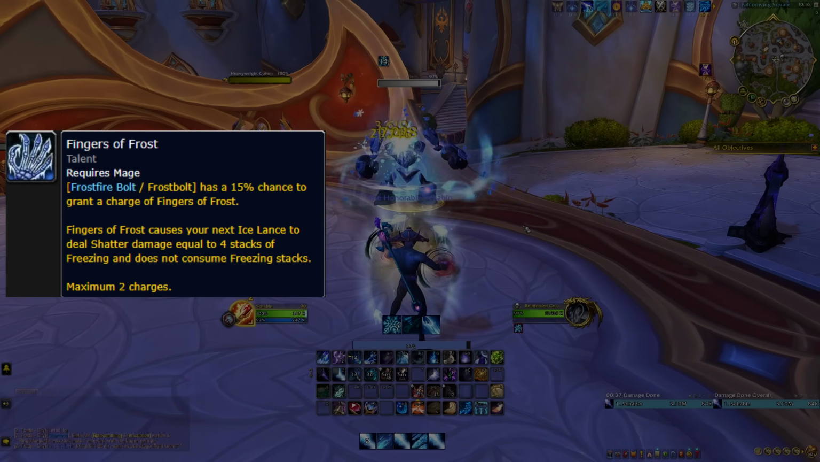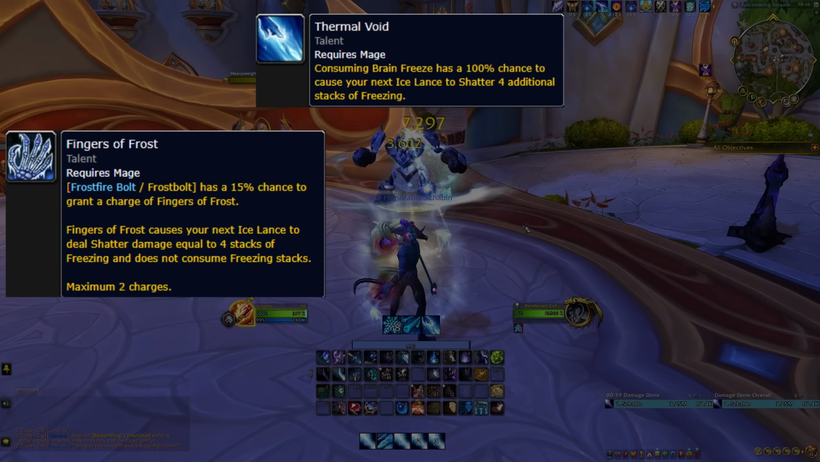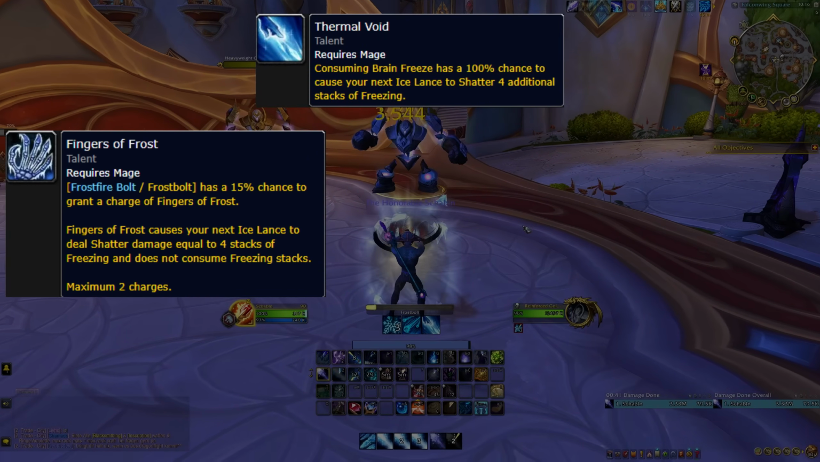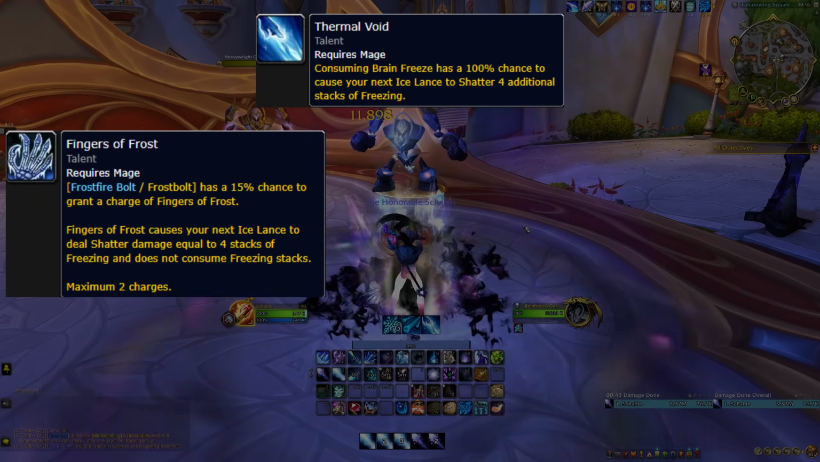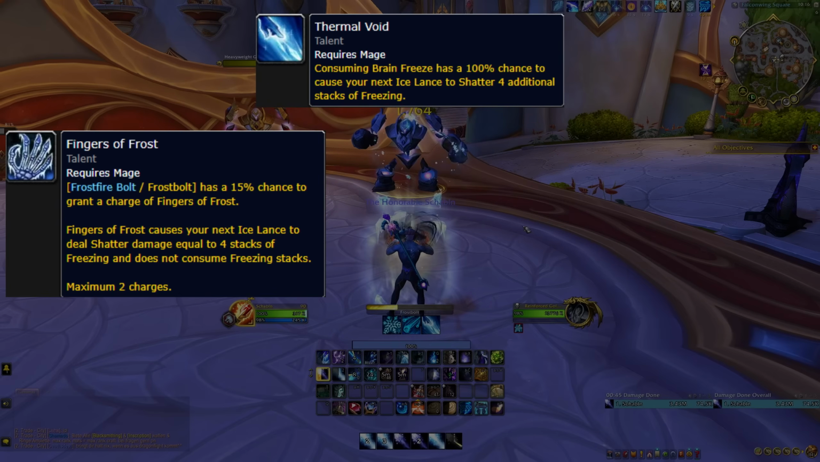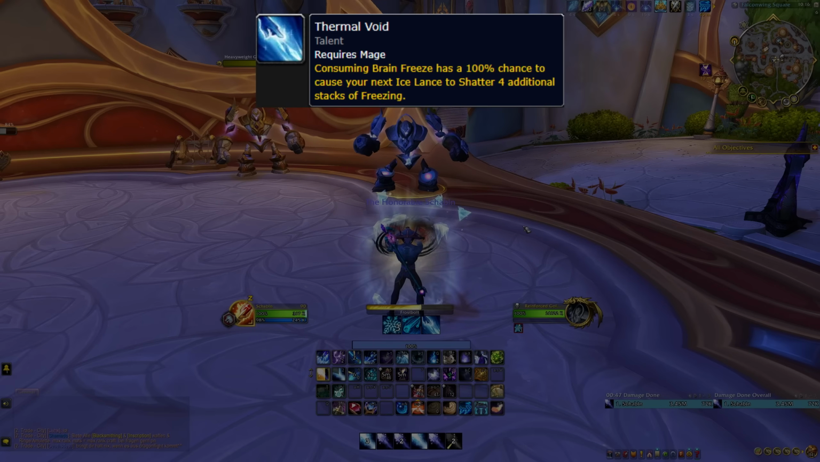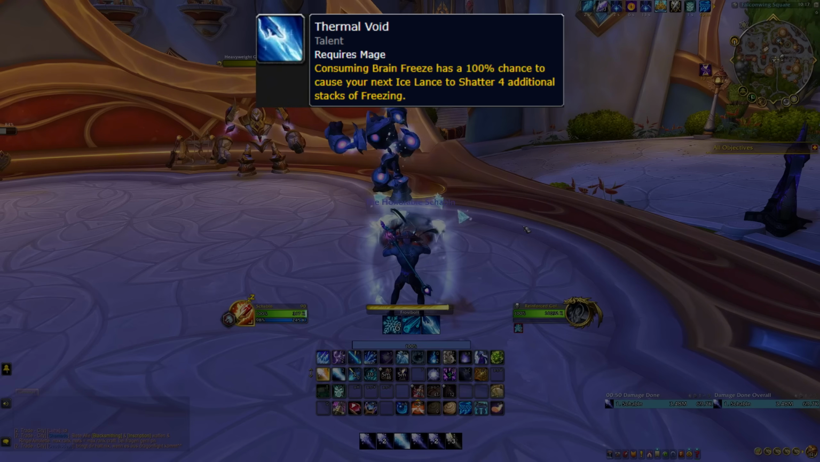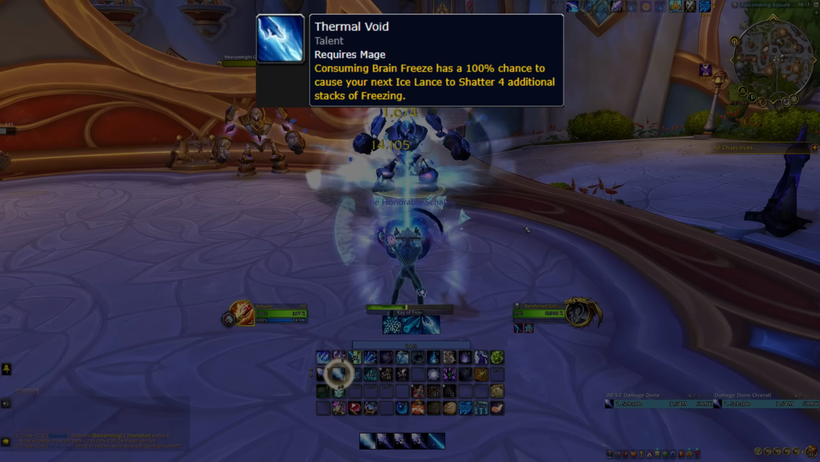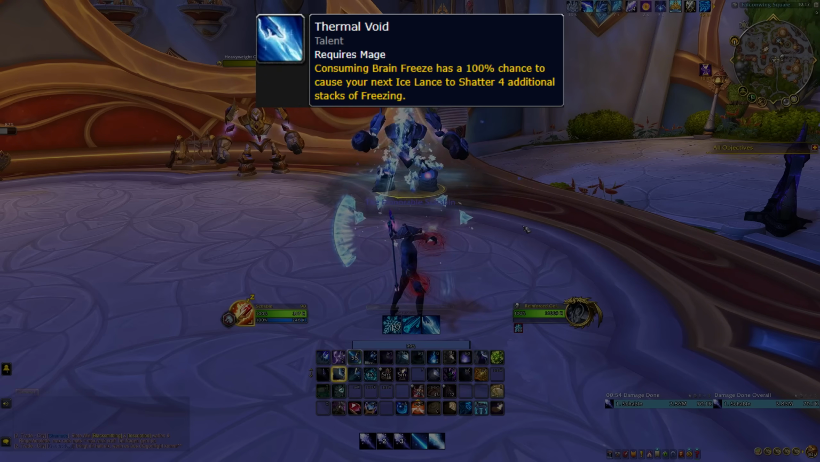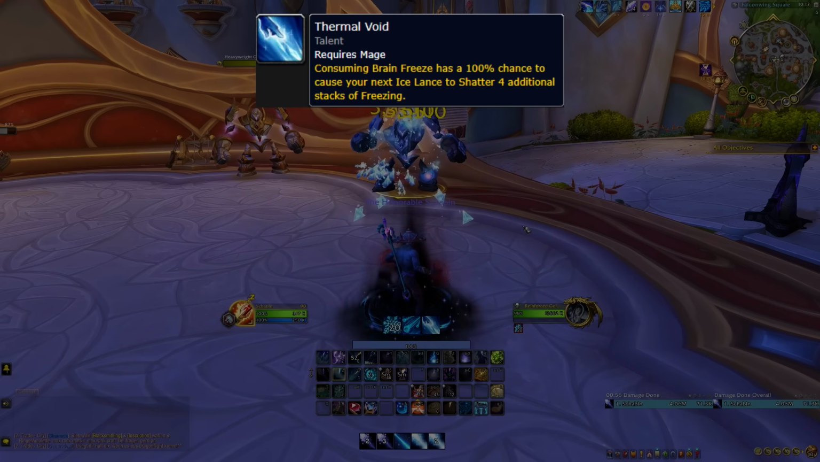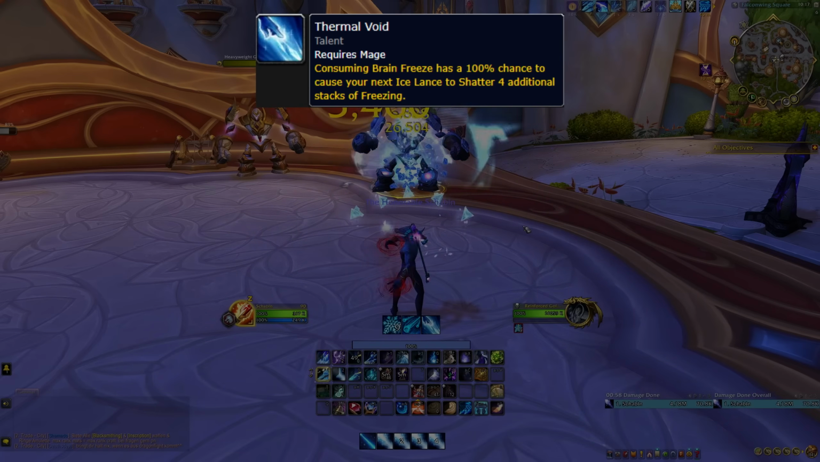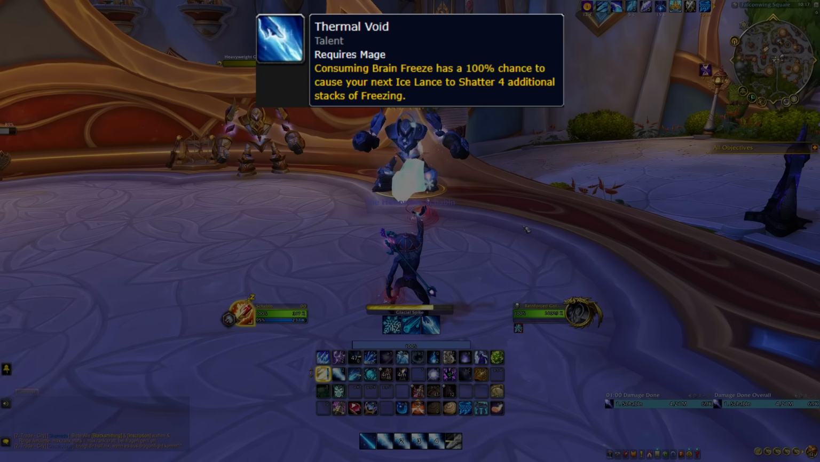And the second buff we get is Thermal Void. We get this through our Brain Freeze proc. For example, when we use an Orb, we will have a 100% chance to get a Brain Freeze proc right away. So basically, whenever we have a Brain Freeze proc, we want to empower our next Ice Lances so that we can shatter in additional stacks and deal huge amounts of damage.